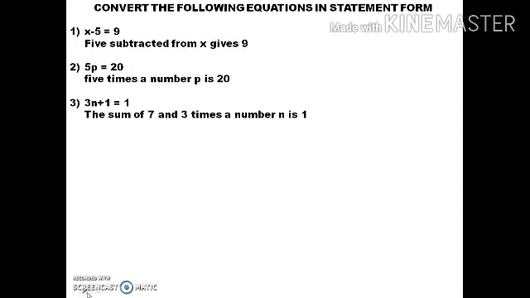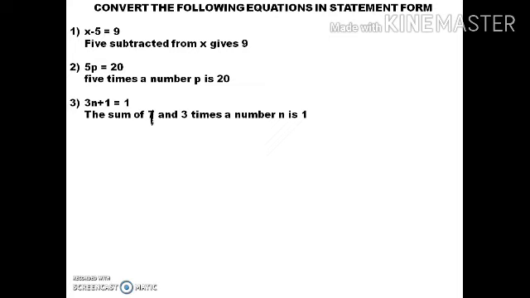Students, just make a correction here. This is not 7. This is 1. The sum of 1 and 3 times a number n is 1. What is 3 times a number n? 3 times a number n means 3 multiplied by n. So how will you write 3n plus 1 equal to 1? The sum of 1 and 3 times a number n is 1.